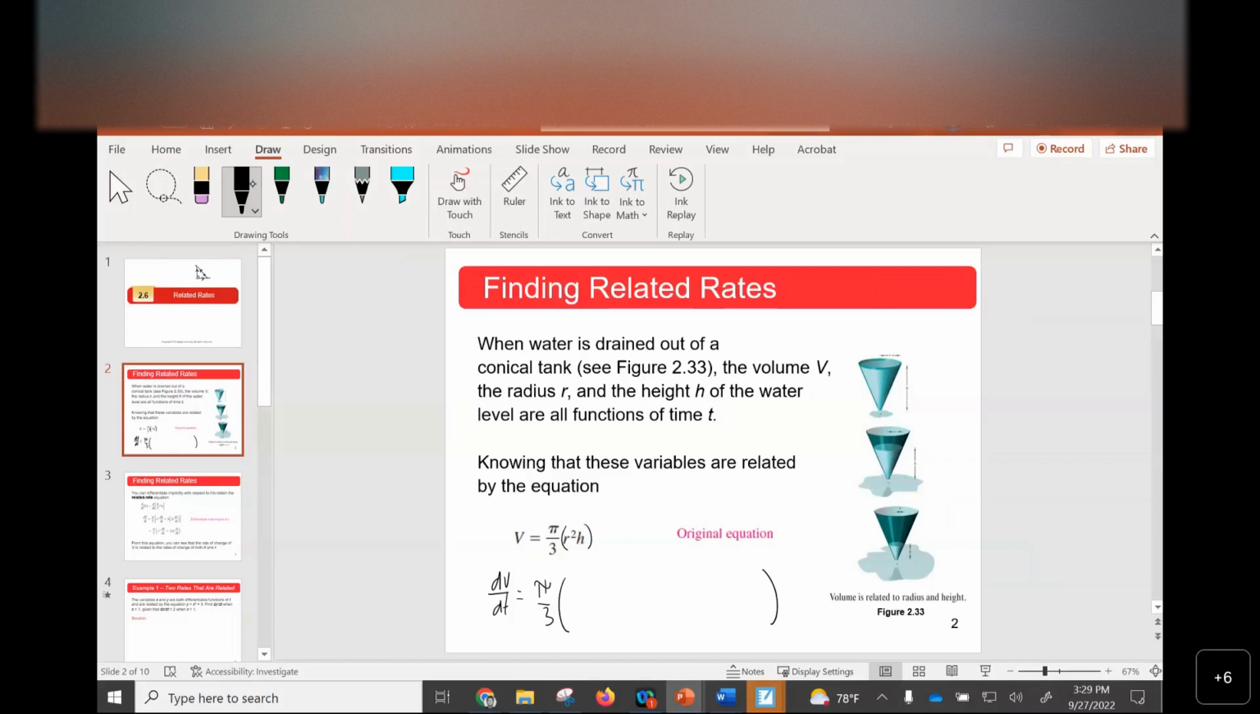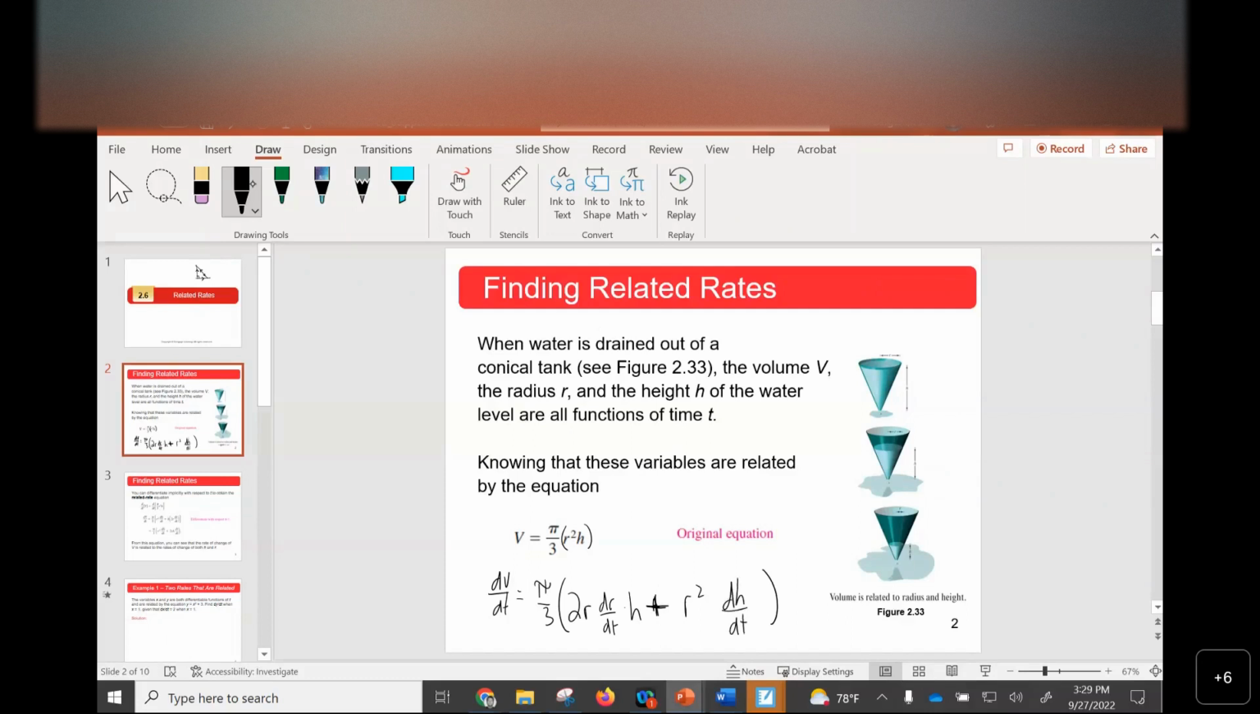What rule do you need, first of all? The product rule. The product rule, very good. So would it be, go ahead, 2r prime times h, and then r squared times h prime. Very good. And your h prime is fine.